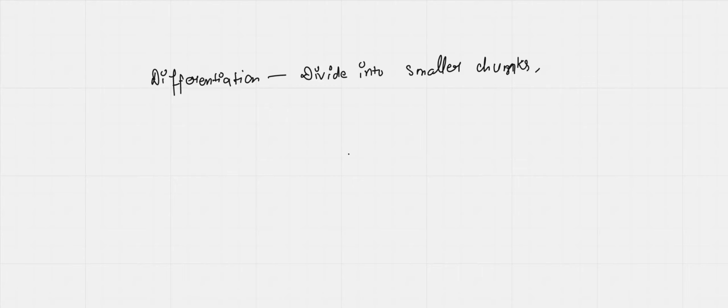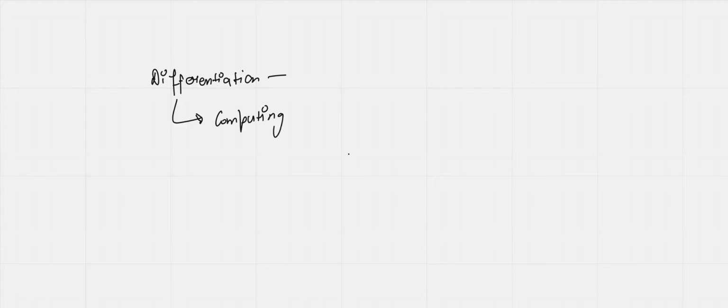So basically, differentiation is not about dividing into chunks. I have put it a little bit incorrectly. It should not be like this. Differentiation is about computing the change of the first parameter with respect to the second one. Okay, with respect to the second one.